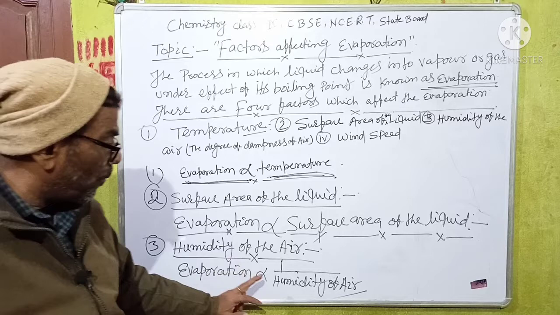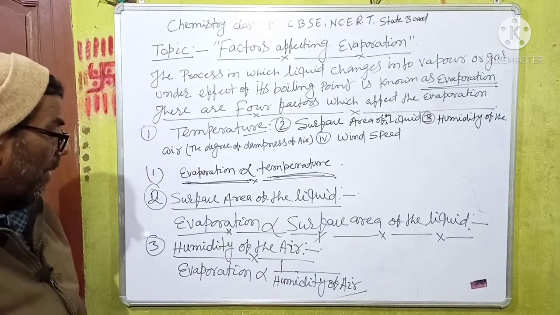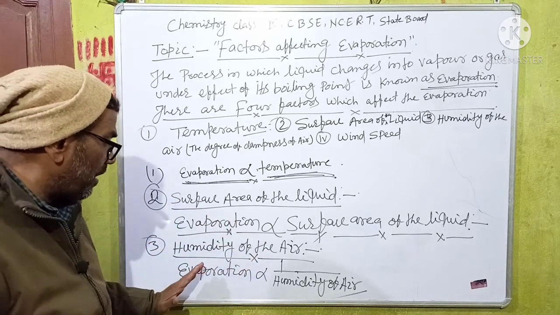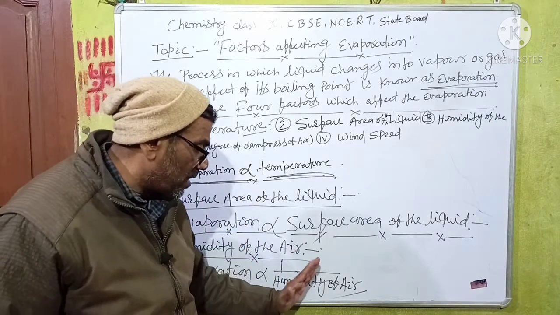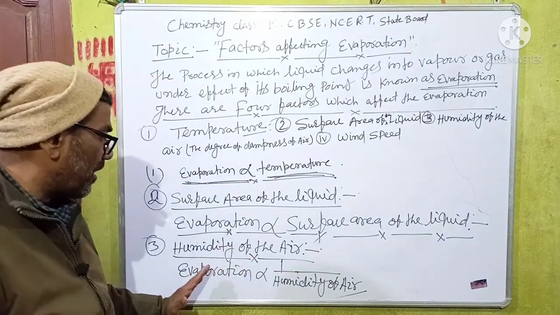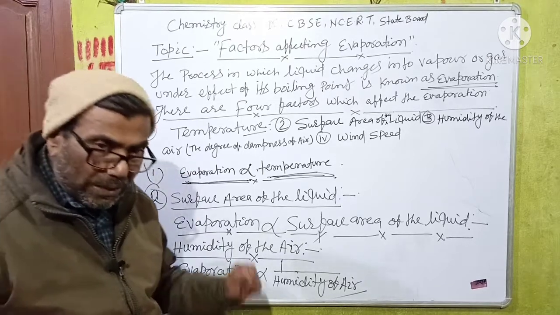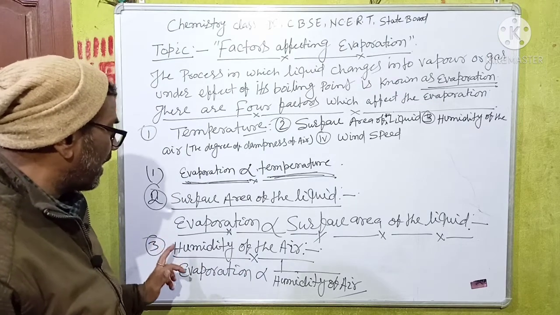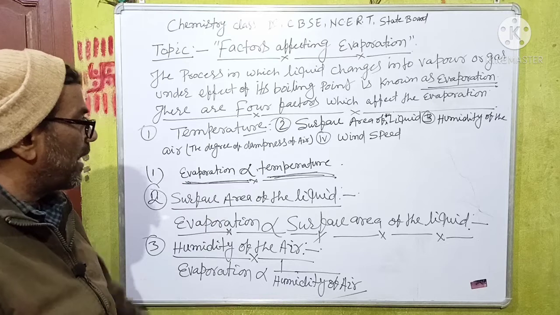Evaporation is inversely proportional to the humidity of the air, meaning when humidity is more, then evaporation is less. When the humidity of air is less, then evaporation will be more in these liquids. So this is the third factor affecting evaporation: the humidity of the air.